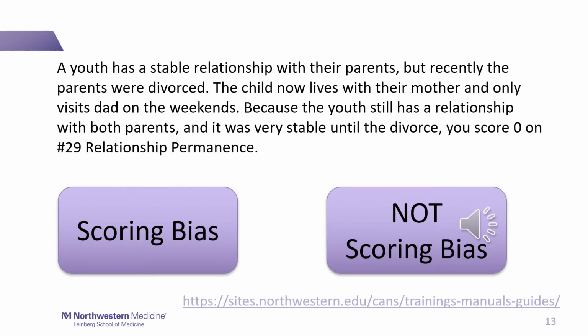A youth has a stable relationship with parents, but recently the parents were divorced. The child now lives with their mother and only visits dad on the weekends. Because the youth still has a relationship with both parents and it is very stable until the divorce, you score 0 on 29 relationship permanence. Is this a scoring bias or not a scoring bias?